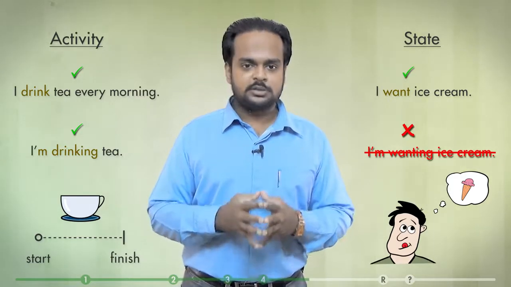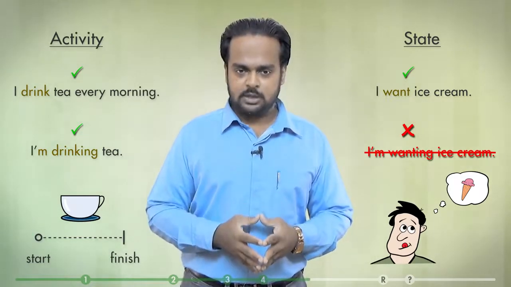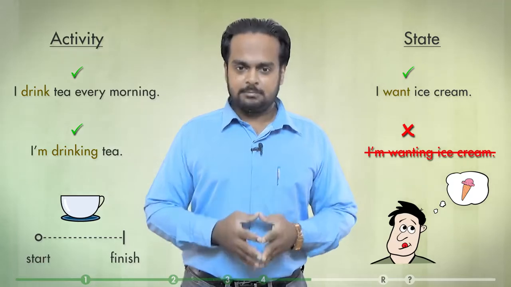But the verb want is not like that. You don't start and finish wanting. And you cannot do it continuously because it's not an action. So we say that it's a state. We don't normally use state verbs in -ing forms. We use them in the present simple tense.